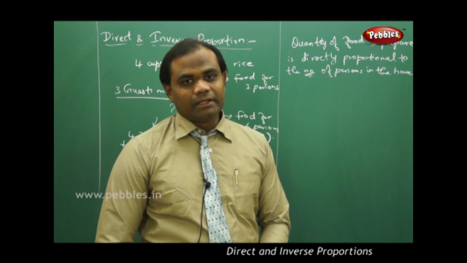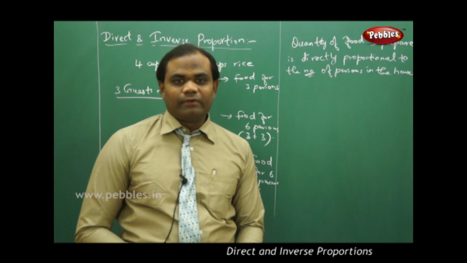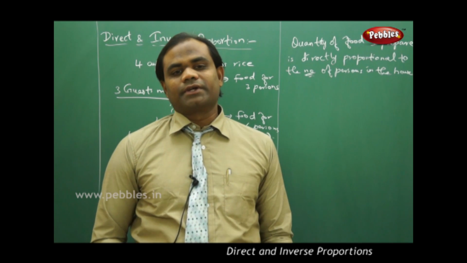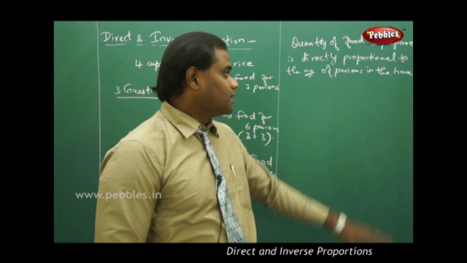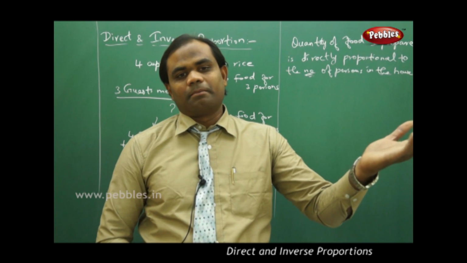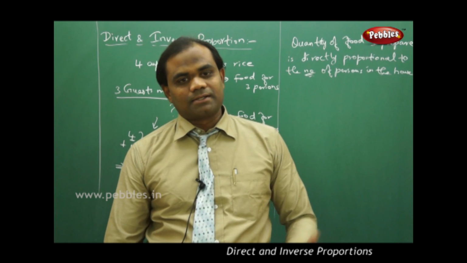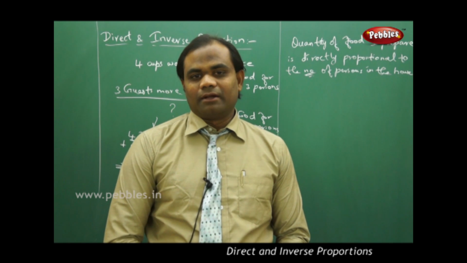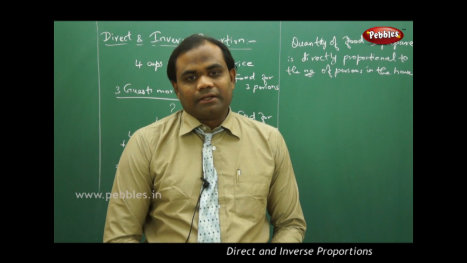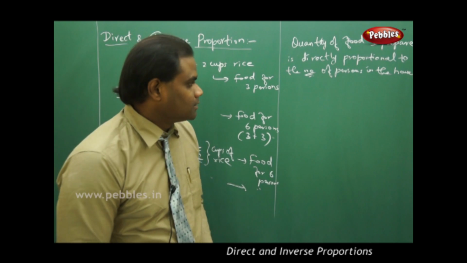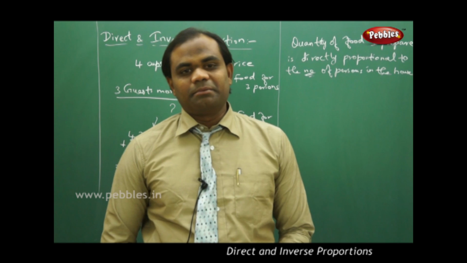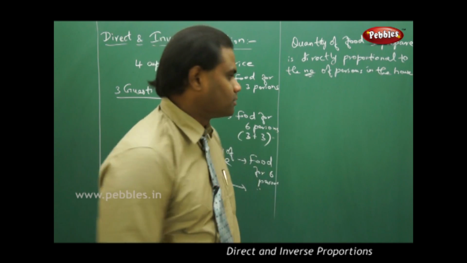Mathematically, direct proportion is when one quantity is increased, the other quantity is increased. When one quantity is decreased, the other quantity is decreased. In this example, the more the number of persons, the more the quantity of food I need to prepare. The fewer the persons, the less food I prepare for the family and the guests. So this is how I directly and inversely relate. Now, let's take an example of a real life problem where we can differentiate between the direct and the inverse proportion.